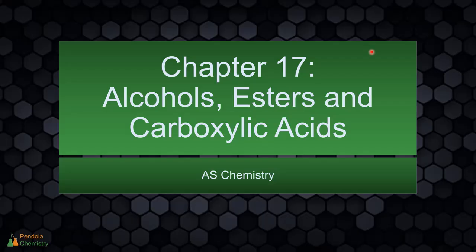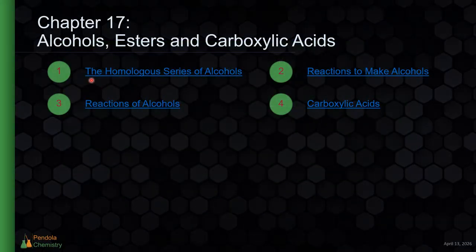In this video, we're going to start chapter 17, which is going to focus on alcohols and some other functional groups that relate and react with alcohols like carboxylic acids and esters. We are going to go through the first section of chapter 17 in this video, which is going to cover just the homologous series of alcohols. So we're going to talk a bit about alcohols, the structure, how alcohol families are grouped together.